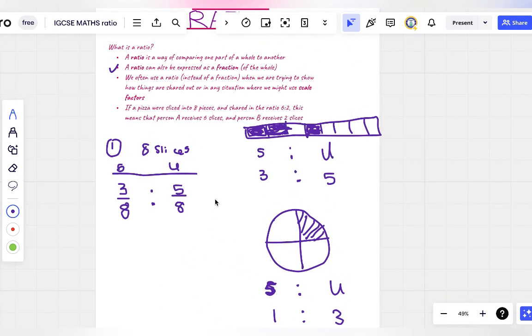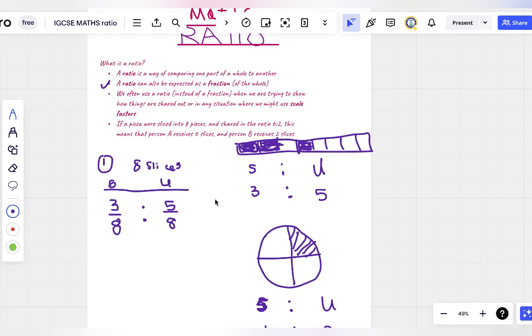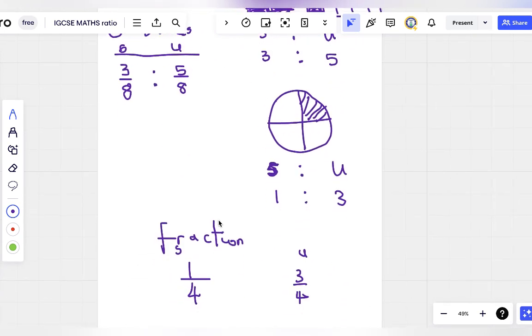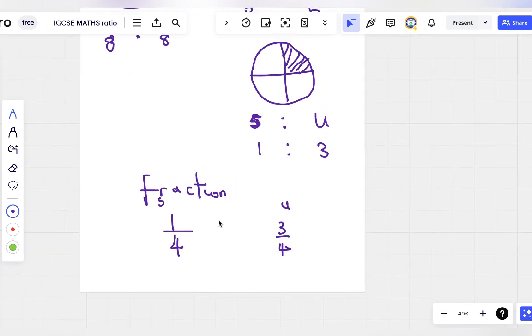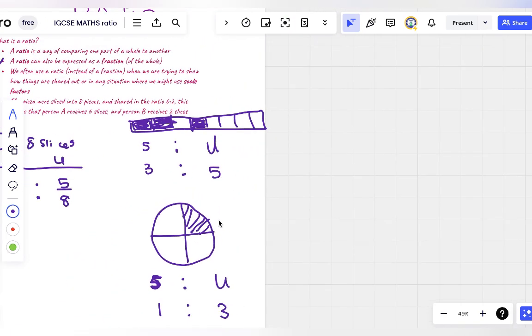Is that okay? Now, we often use ratio instead of fraction. Most of the time we use ratio when we are comparing or when we are trying to show how things are shared. If you are trying to show how things are shared, you use ratio instead of using fraction. Or in any situation where we might use scale factors, then we always use the ratio instead of using fraction.